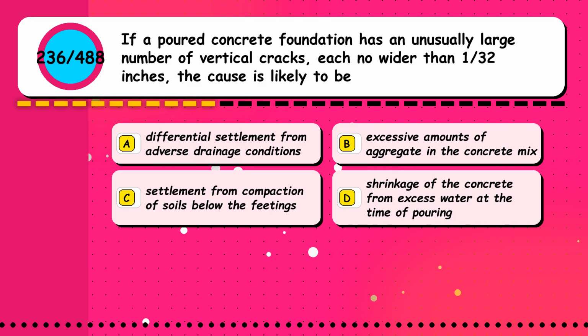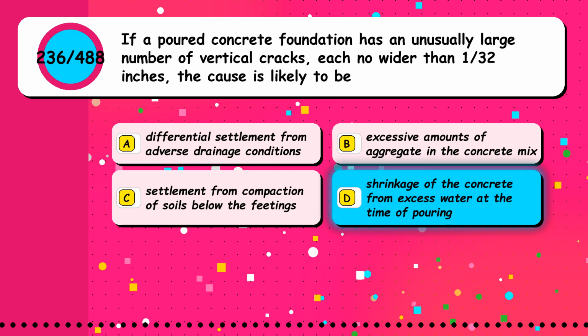option A, differential settlement from adverse drainage conditions. Option B, excessive amounts of aggregate in the concrete mix. Option C, settlement from compaction of soils below the footings. Option D, shrinkage of the concrete from excess water at the time of pouring.